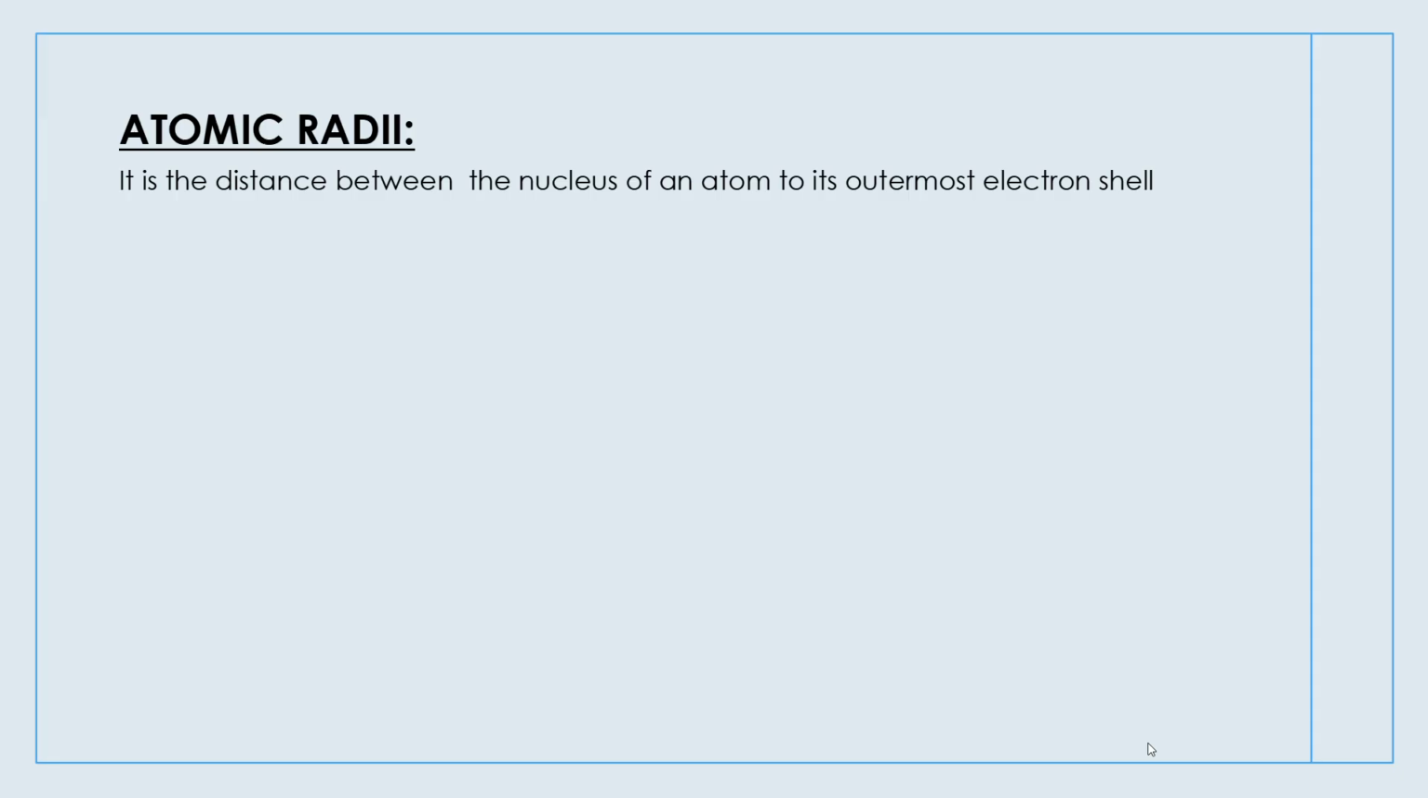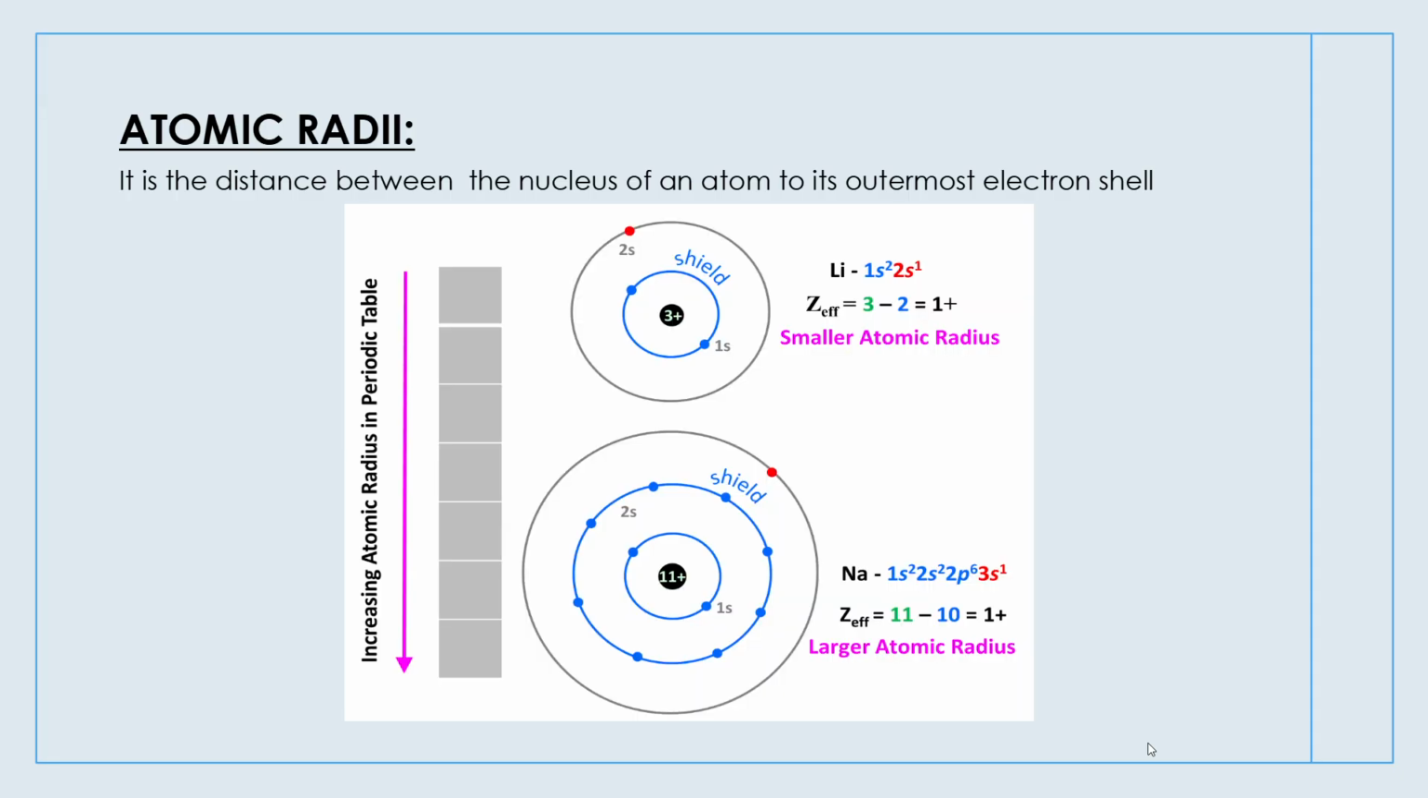Atomic radius is the distance between the nucleus of the atom to the outermost electronic shell or the valence energy level. As you can see in this picture, we have two elements, lithium and sodium. Their atomic structures are drawn. The atomic number of lithium is 3, which means it has 3 protons and ultimately 3 electrons. Sodium is 11, which means it has 11 protons and eventually it will have 11 electrons if we are talking about the element.